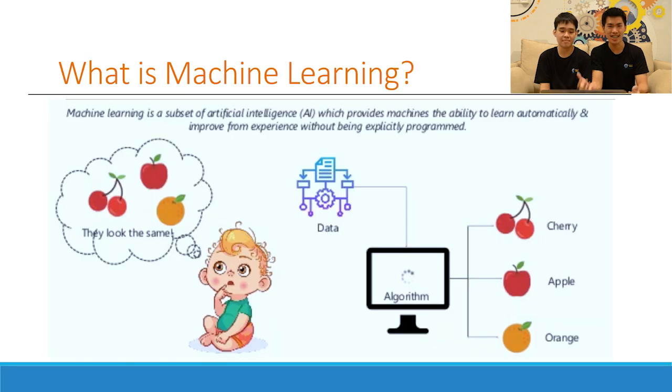So, what is machine learning? Machine learning is a subset of artificial intelligence, which provides machines an ability to learn automatically without explicitly being programmed. So we know that traditional programming has been known to solve some of the complex problems for quite some time. But what makes machine learning so special?